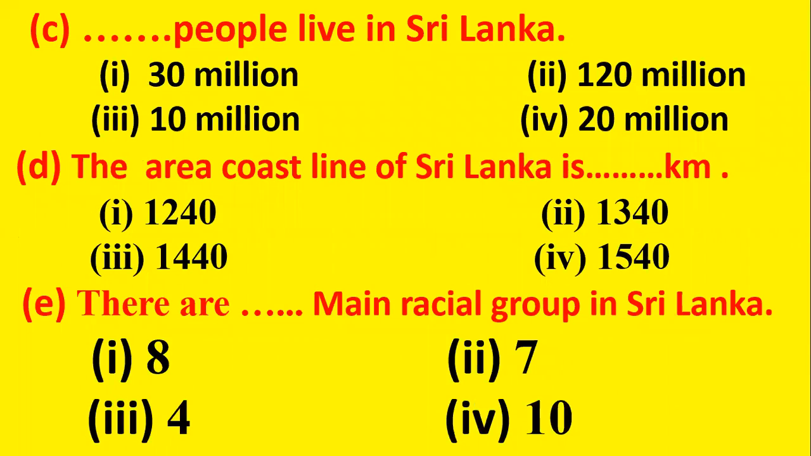Question C. The population in Sri Lanka is dash. Option 1, 30 million. Option 2, 120 million. Option 3, 10 million. Option 4, 20 million. Question D. The coastline of Sri Lanka is dash kilometers. Option 1, 1240. Option 2, 1340. Option 3, 1440. Option 4, 1540. Question E. There are dash racial groups in Sri Lanka. Option 1, 8. Option 2, 7. Option 3, 4. Option 4, 10.